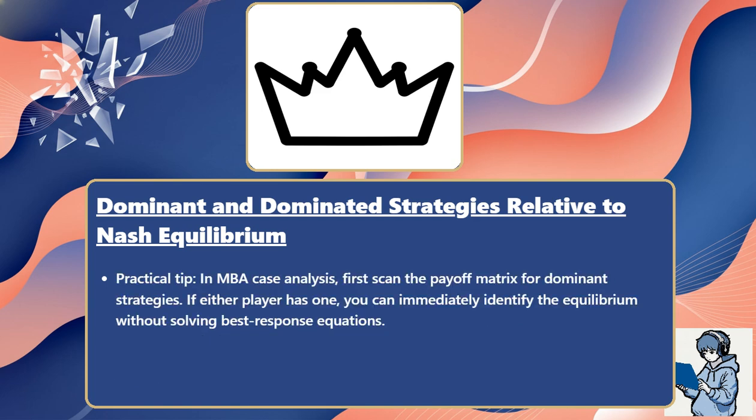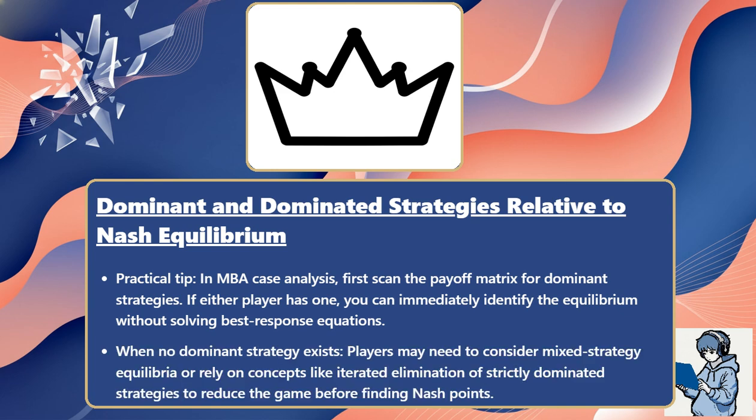Practical tip: in MBA case analysis, first scan the payoff matrix for dominant strategies. If either player has one, you can immediately identify the equilibrium without solving best response equations. When no dominant strategy exists, players may need to consider mixed strategy equilibria or rely on concepts like iterated elimination of strictly dominated strategies to reduce the game before finding Nash points.